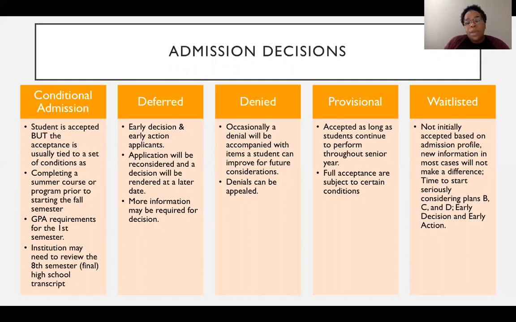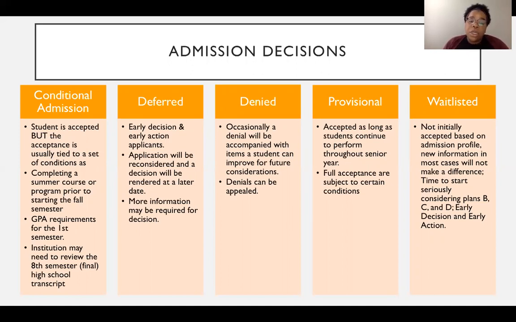Or you may have a GPA requirement for your first semester or for your first year. So they may say you need to get a 2.5 or 2.75 or 3.0 to be able to stay at the institution. And then an institution may decide that they want to review your 8th semester transcript, so they want to wait until you finish high school, look at your transcript, and then make a decision.